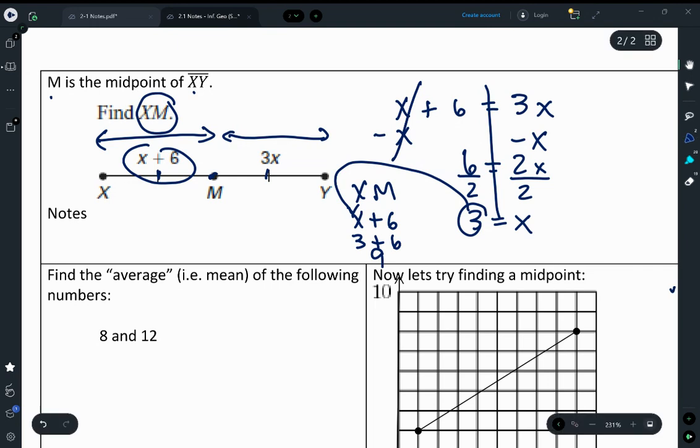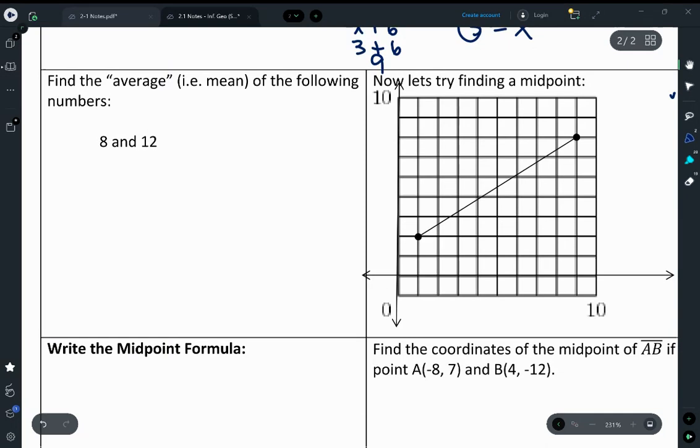So next we're working on average. Average is when I want to find the mean. You guys are really good at finding averages when it's things like a test score. So I'm trying to find the middle or the average of these two. Because there's two numbers, I'm going to add them together and divide by 2.